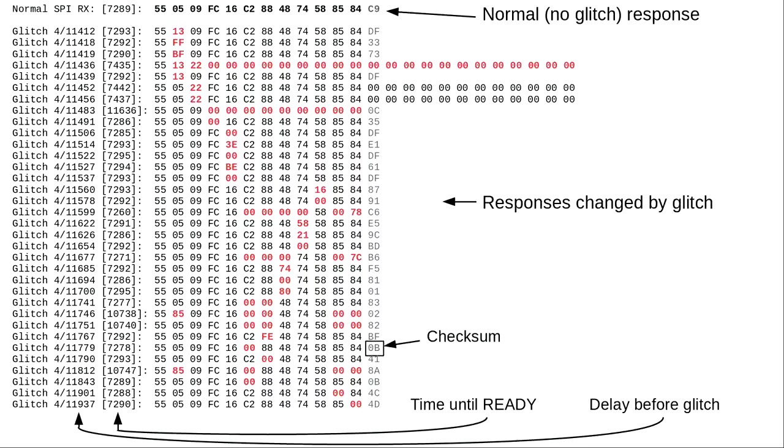Depending when the glitch is delivered, different effects are seen. We can see that generally, as the glitch is moved later, it's the later bytes of the response packets that change. So at this point, it looks like the glitcher works and is able to cause a brief fault.